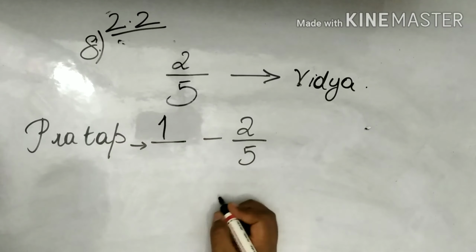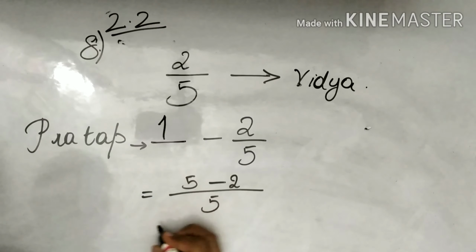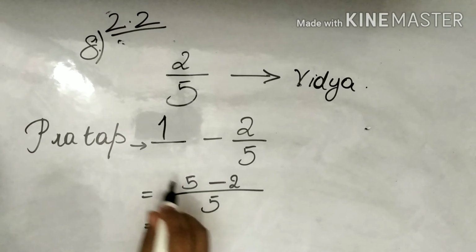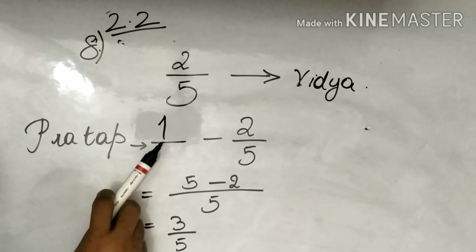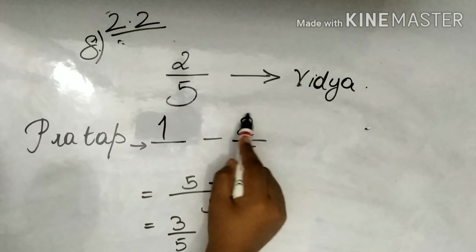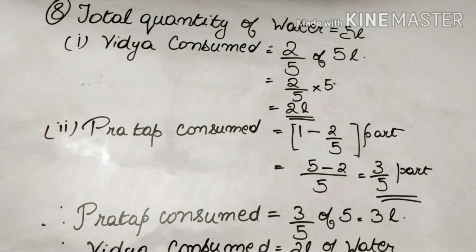Okay. So here we go, 5 by 5 minus 2 by 5. Now this is 3 by 5. This is the fraction of water Pratap had. Whenever there is a question like this, you have to take the total quantity as 1 and then subtract the given fraction from this 1, then you will get the remaining portion. Now you can write the final answer in this manner.